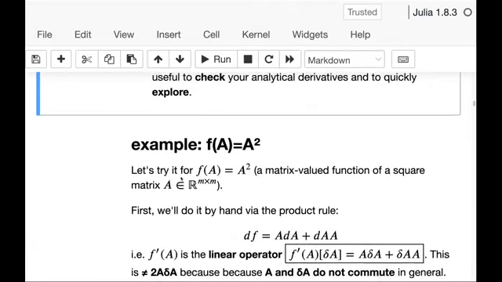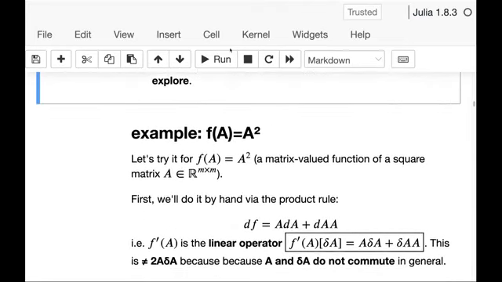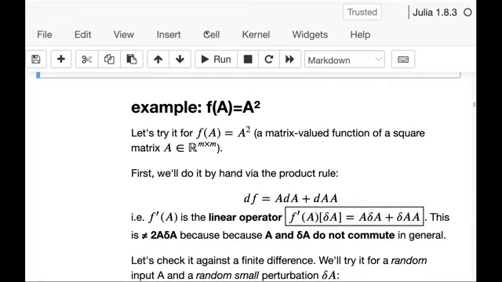So let's just start out with an example. There's an example we've seen a few times in the class, which is f of A. A is now going to be a square matrix, and f of A is just A squared. And we saw from the product rule several times that df is A dA plus dA A, which is not the same thing as 2A dA, the first-year calculus rule for scalars, because A and delta A don't commute. We've seen this many times.